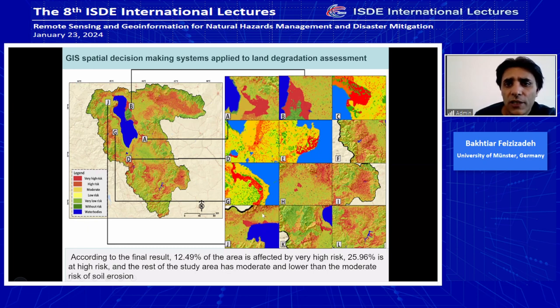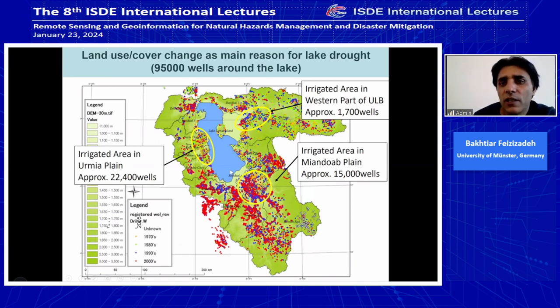As I said, there are about 95,000 wells around the lake that are resourcing most of the farmlands, and we have very traditional irrigation systems. It's called the surface irrigation system. It means it demands a very high amount of water for irrigation of the farmlands.